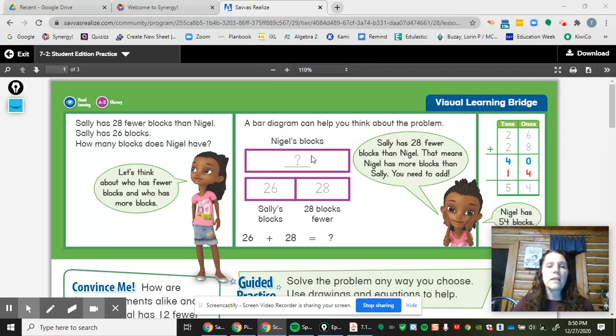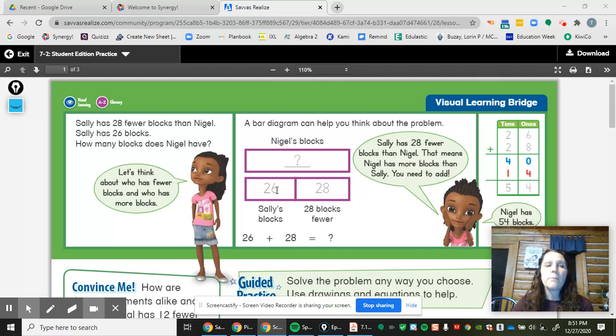So that means that Nigel is going to be the whole up here. And we don't know what that is. And why again? Because it said that Sally had fewer than Nigel. So Nigel is going to have more. So the more is going to go up here in the whole, because remember the whole is always bigger than the part. Okay, so if we know that Nigel is going to have more, that is going to be our whole up here. And now we have a part and we have a part.